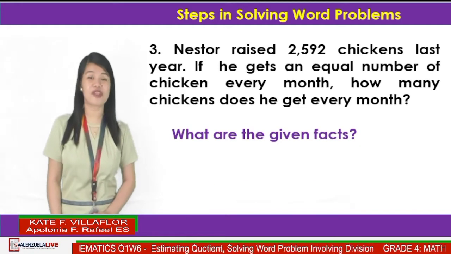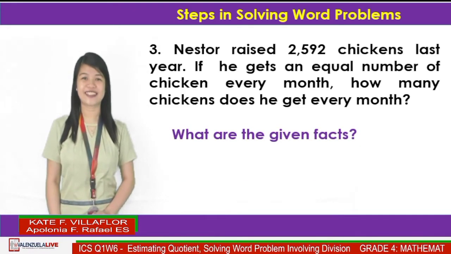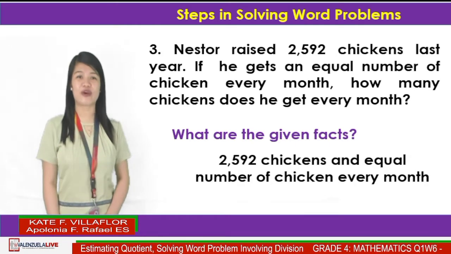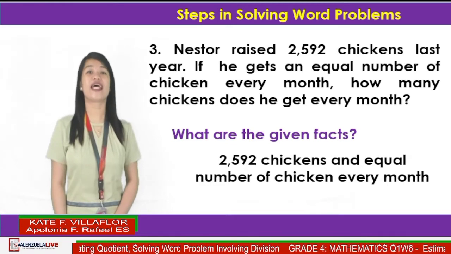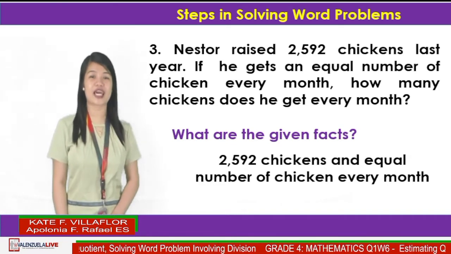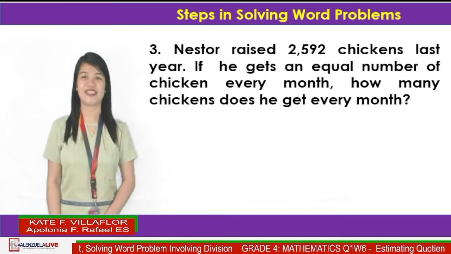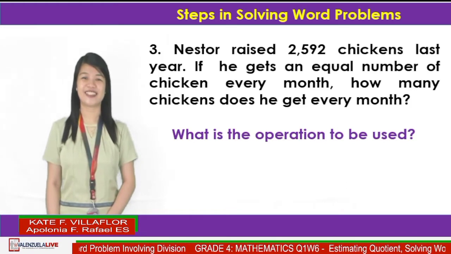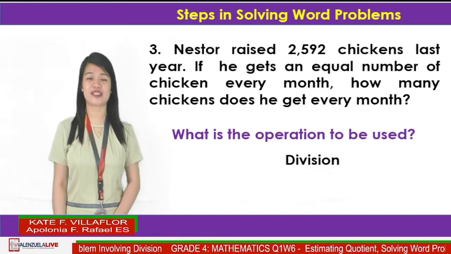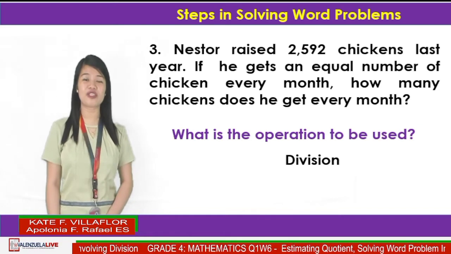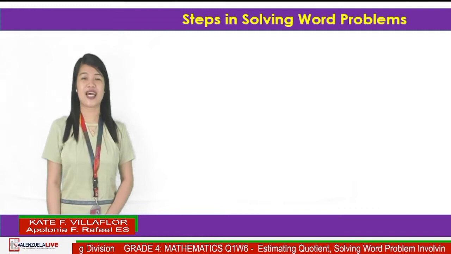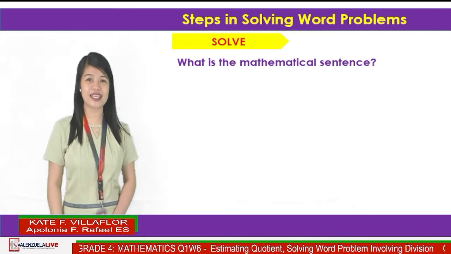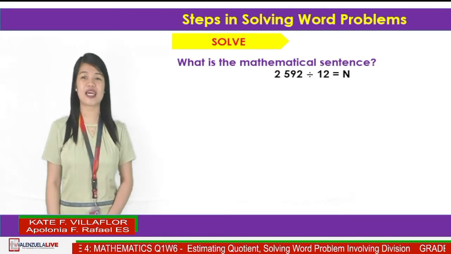Then what are the given facts? Okay, excellent. That is 2,592 chickens and an equal number of chickens every month. What is the operation we're going to use? Okay, great job. The answer is division. Solution. We're going to divide the given facts. Let's solve this problem, but first, let's have this mathematical sentence.